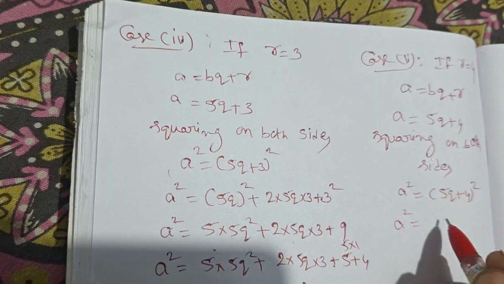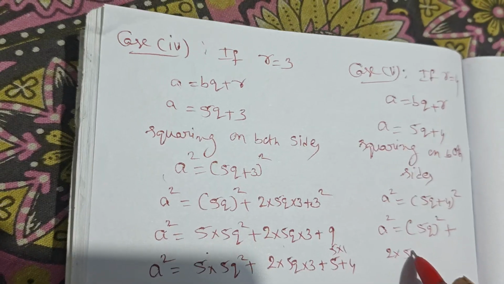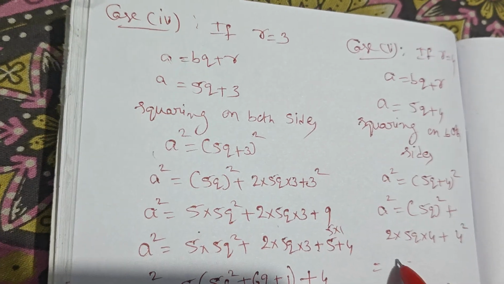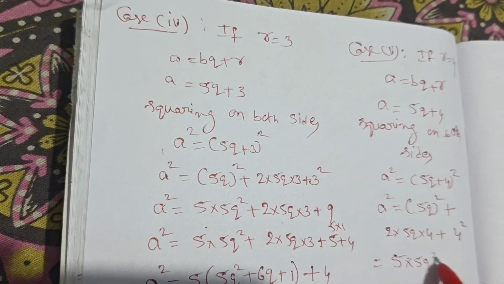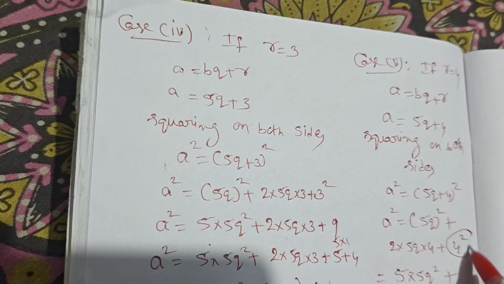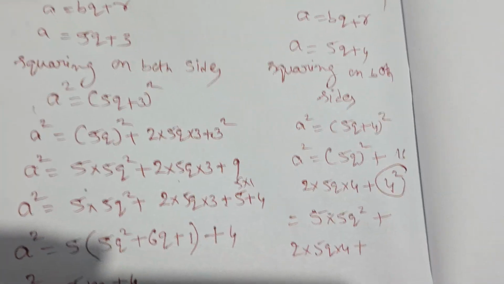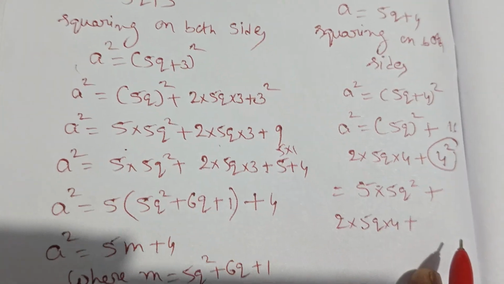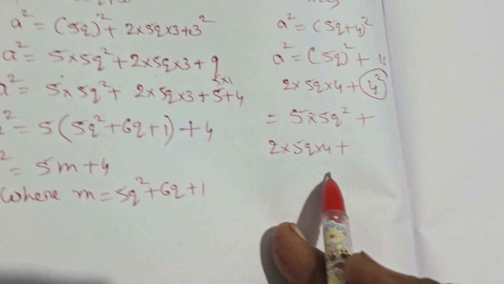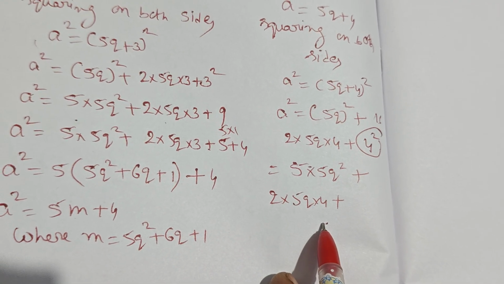Again it is in the form of (a plus b) whole square. What is the formula? a square plus 2 into a into b plus b square. Again we can write this as 5 into 5q square, plus 2 into 5q into 4, plus 4 square. What is the value of 4 square, children? 16. Remainder should not be greater than the divisor. Can we write 16 as 5 plus 11? The remainder will be 11, so it is not possible.